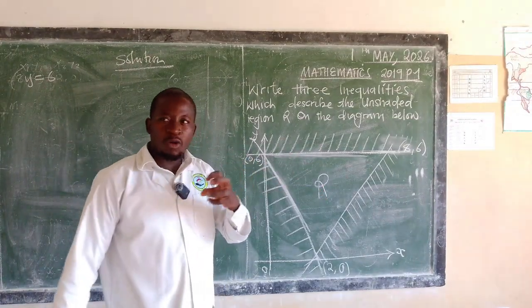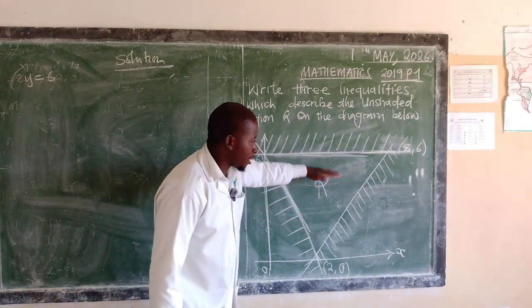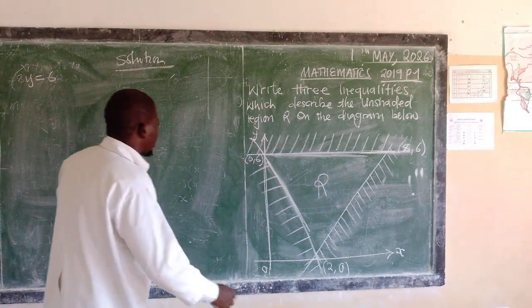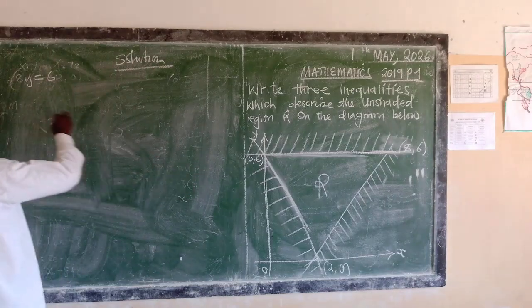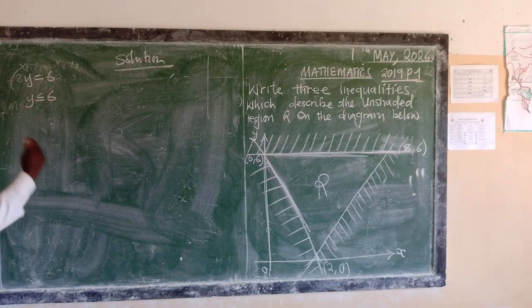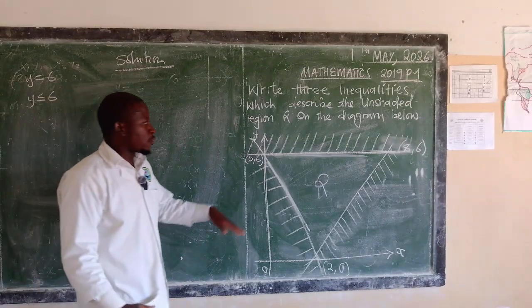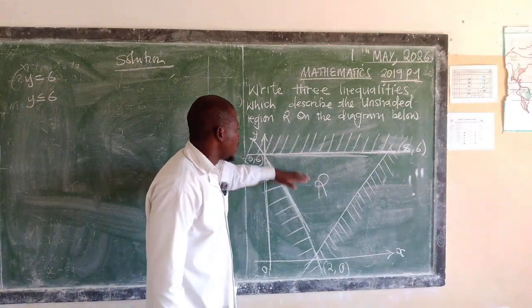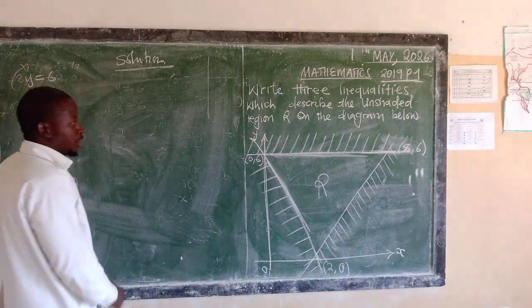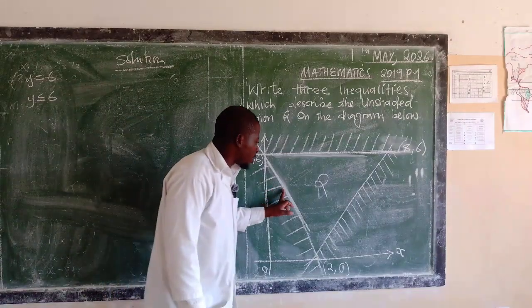Now, the region that they want us to find is where R is. So this region, is it greater than or less than? So the region is less than or equal to. So the inequality will be y is less than or equal to 6. Why is y less than or equal to 6? Because the region we are looking for is actually the rest of the numbers below 6. Good.